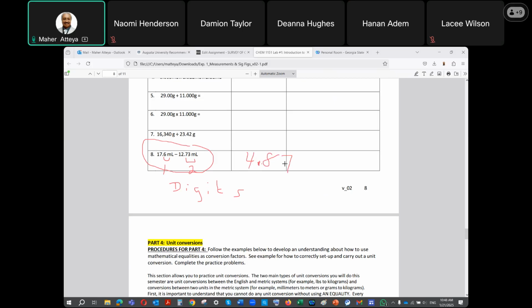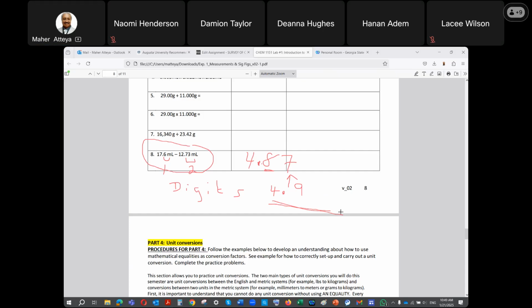Anything else? That's all. Okay, 4.87. But the least is 1 digit after the decimal, correct? 1 digit, and I have 2. So I have to stop here at 1 digit. However, 7 is 5 and above, so my answer will be 4.9. 1 digit after the decimal. Okay, guys? Make sense?